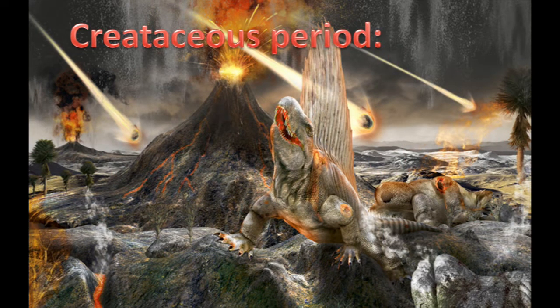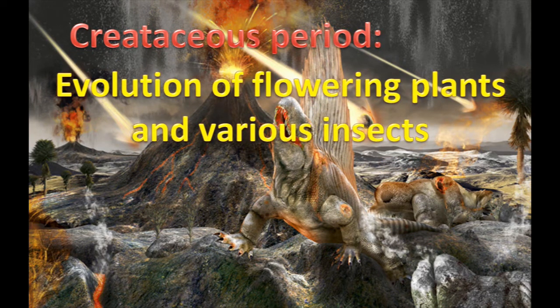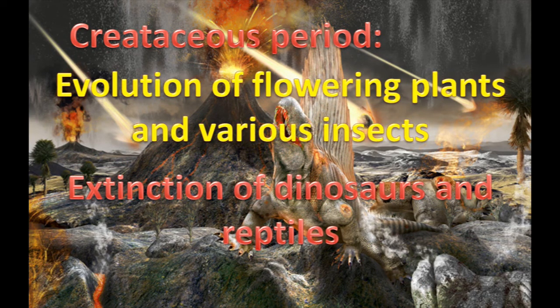The next is the Cretaceous period. Evolution of flowering plants and various insects took place. Extinction of dinosaurs and bigger reptiles took place in the Cretaceous period because of natural calamities like volcanic eruptions. An asteroid struck the Earth's surface, the physical structure of the Earth changed, and all these giant animals present on the Earth's surface disappeared.